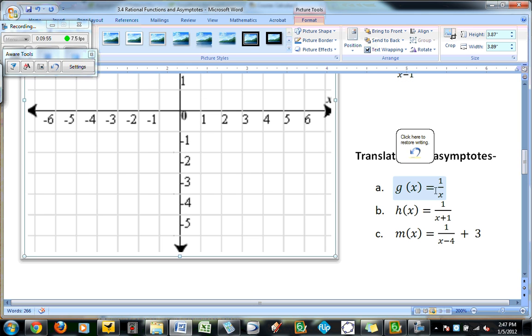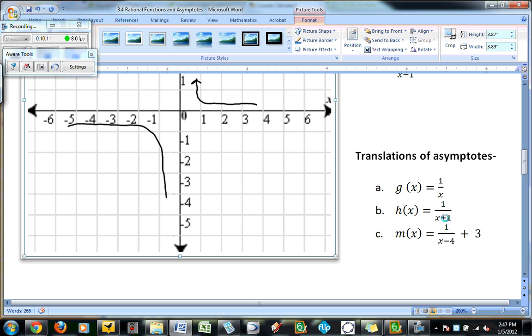Translations of asymptotes. We know that this graph has an asymptote at x equals 0 and y equals 0. It's the axes, the x and y axis, right? It'll approach it, but it'll never touch it on our graph. There are actually translations, they translate just like our graphs do.